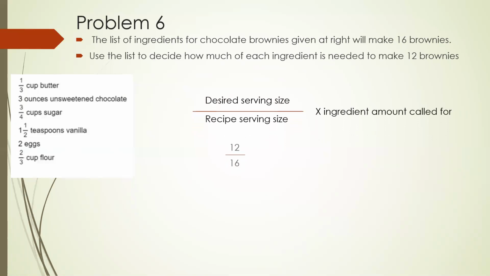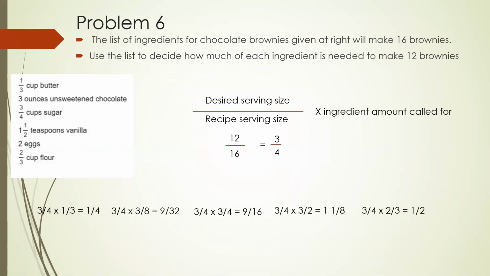So we're going to have 12/16, which can be simplified to make it simpler for us. We are going to go ahead and simplify that to 3/4. And then we're going to multiply this by the amount that each ingredient in the recipe calls for, which I have done right down here. I, however, did not change the amount of eggs because you cannot really put a fraction of an egg into a recipe.